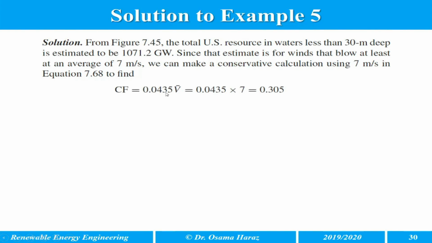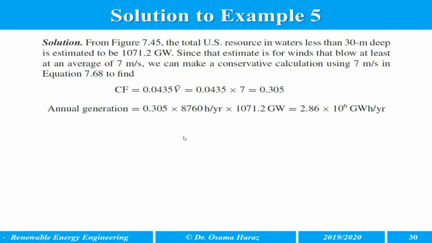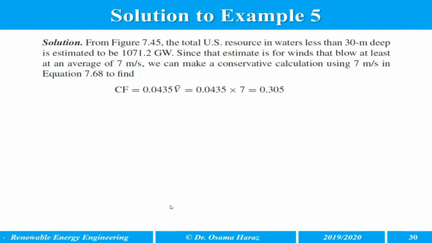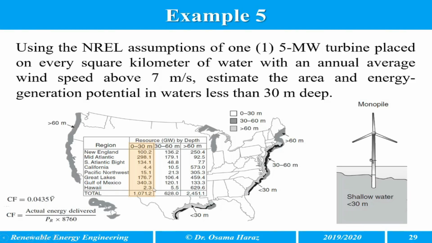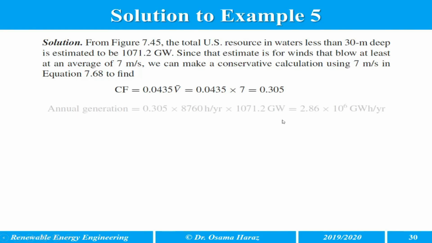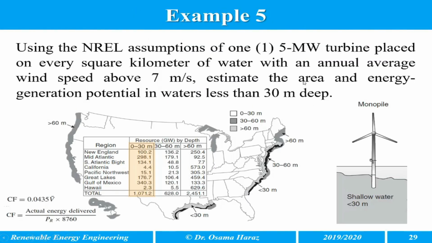Here CF is this times 7, you get this number. Annual energy generation is this CF multiplied by 8,760 times the rated power. The rated power, we get it from this table. Rated power 1071.2 gigawatts. So once we know the rated power and the CF, we get the annual generation in gigawatt hours per year. And this is one of the requirements, the energy generation per year.